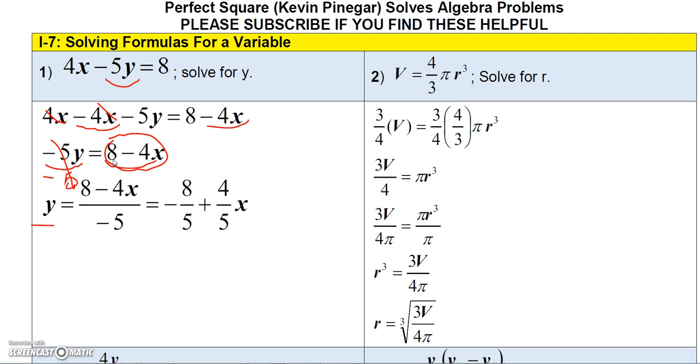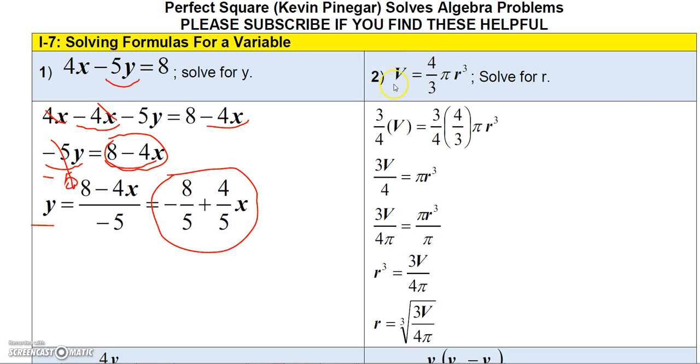If we divide 8 by -5, well, a positive divided by a negative is negative, so we'll get -8/5. And then if we divide -4 by -5, that'll give us a positive 4/5. And then we also have the x. So it's probably best to write it as y equals -8/5 plus 4/5 x for your equation for y.